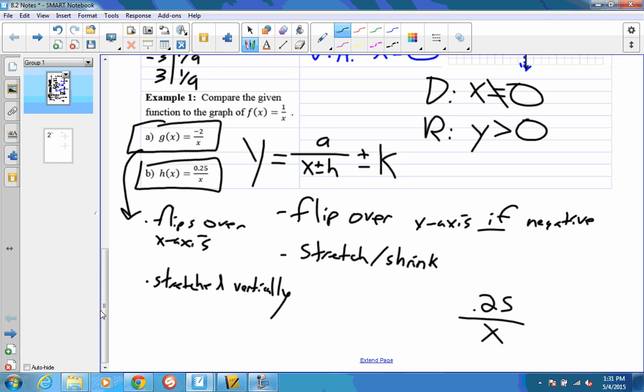No, that's it, right? It's a positive number, so it's not going to flip me, and that's all a can do. Flip if it's negative, and it'll stretch or shrink. And this one will shrink. I'm not super worried about stretch or shrink, guys. My main concern is flipping.